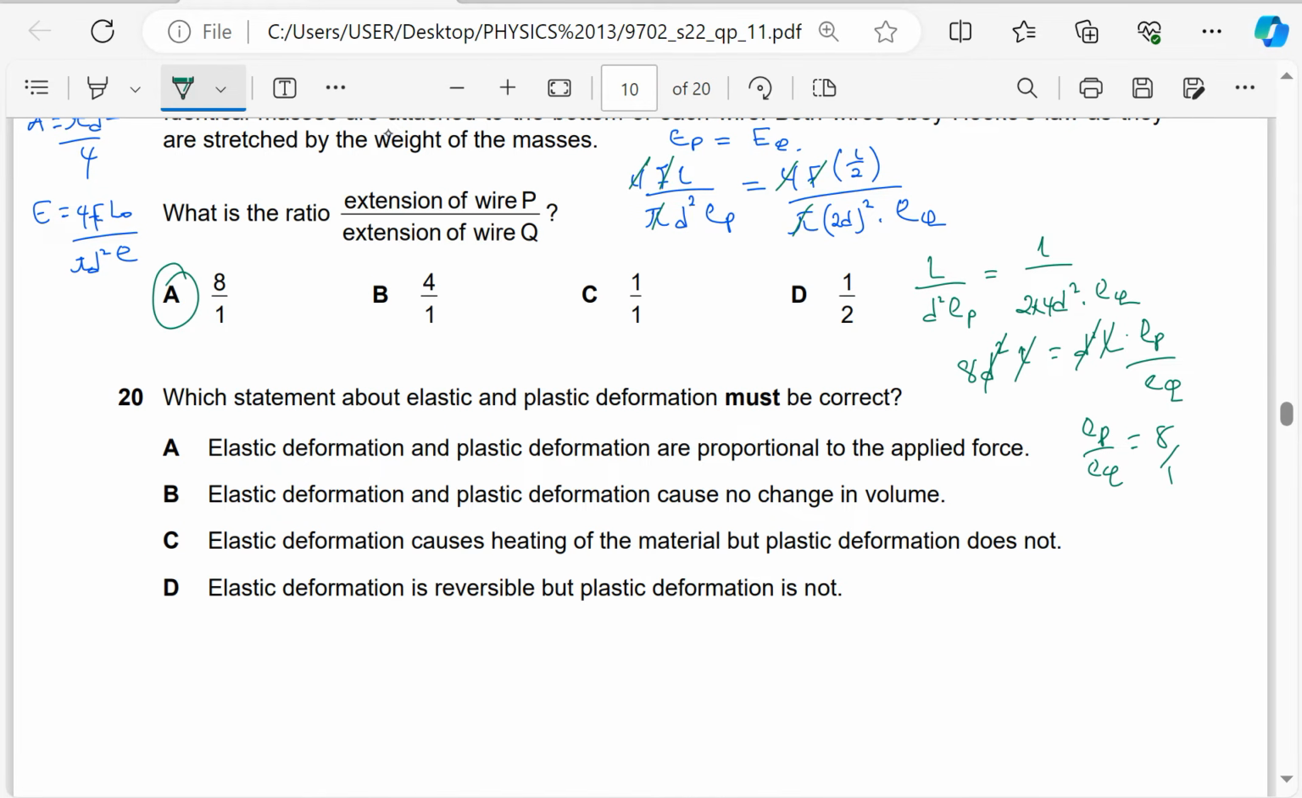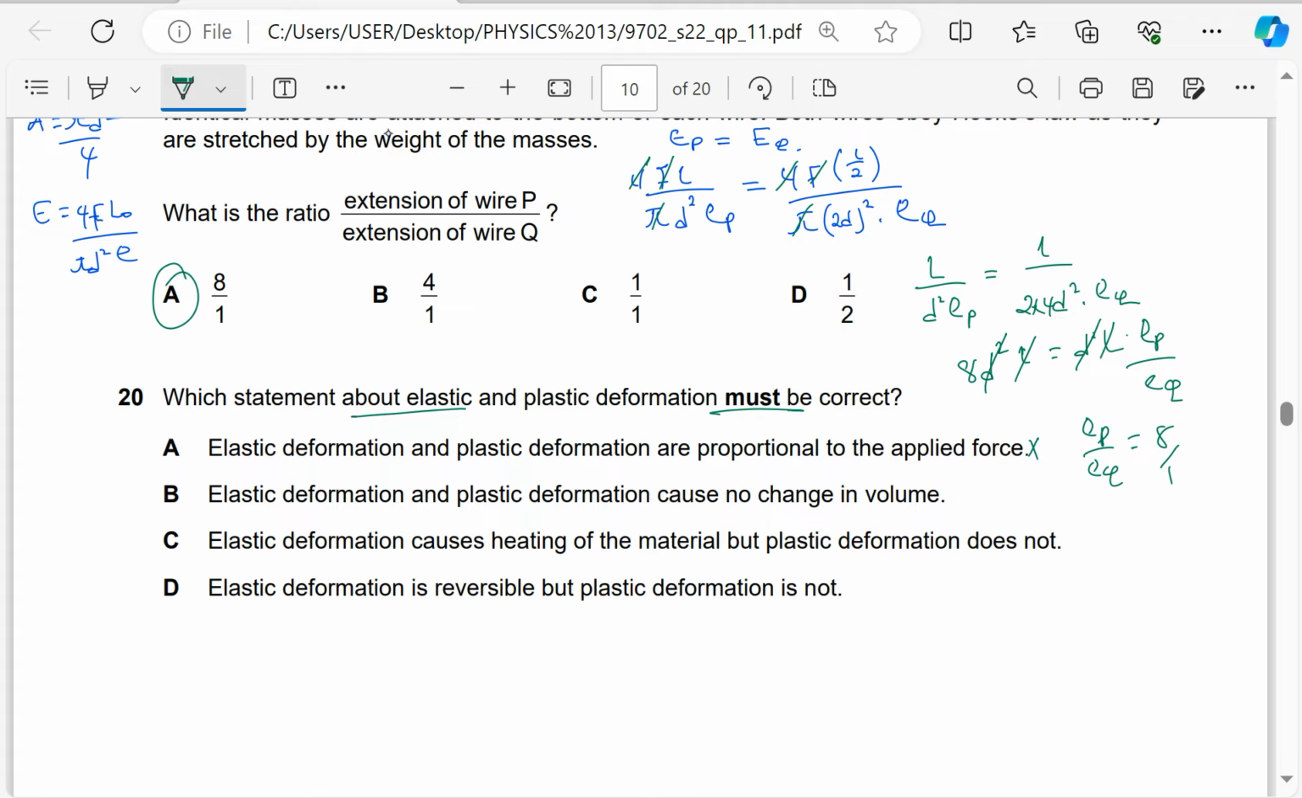Which statement about elastic and plastic deformation must be correct? Remember, elastic, the material returns to its original length. Plastic, the material does not return to its original length. Okay, so let's see what is given here. Elastic deformation and plastic deformation are proportional to the applied force. I don't think that makes any scientific sense.